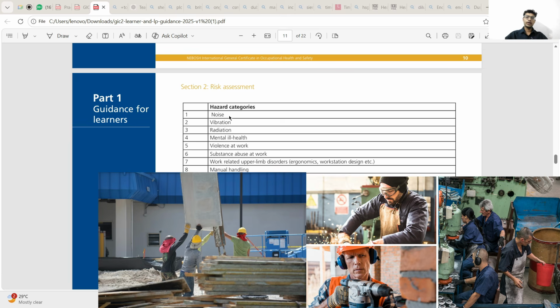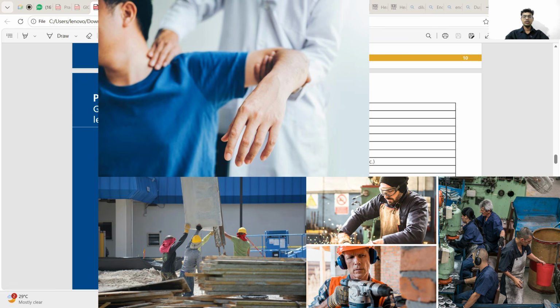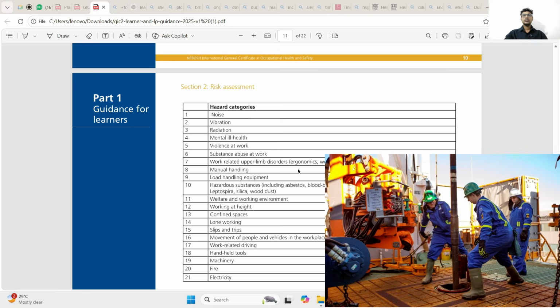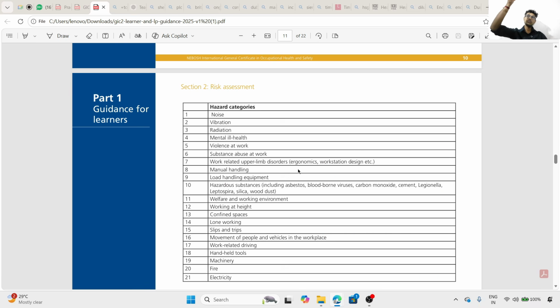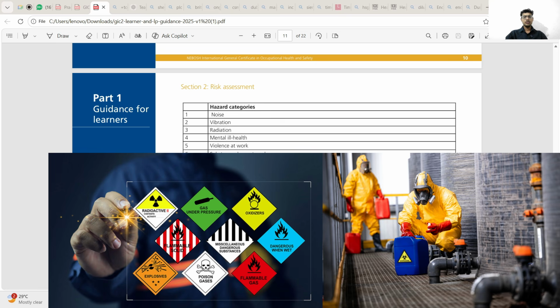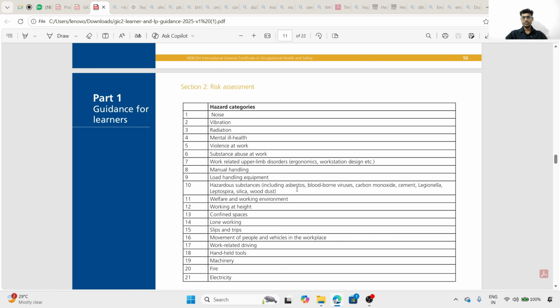Work related upper limb disorder, this comes in ergonomics and workstation design. Then you have manual handling. In every industry this manual handling happens, and just think, if you are taking a load and what happens if there is any imbalance or any failure and the load falls onto a person, that is a very big danger. Load handling equipment, so this comes in handling. Then hazardous substances, see asbestos is there in most of the companies, so it is a very big danger.